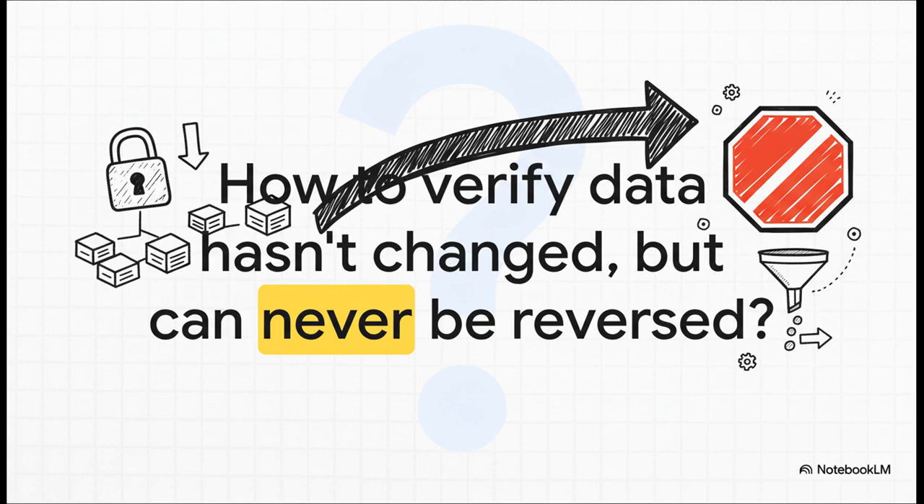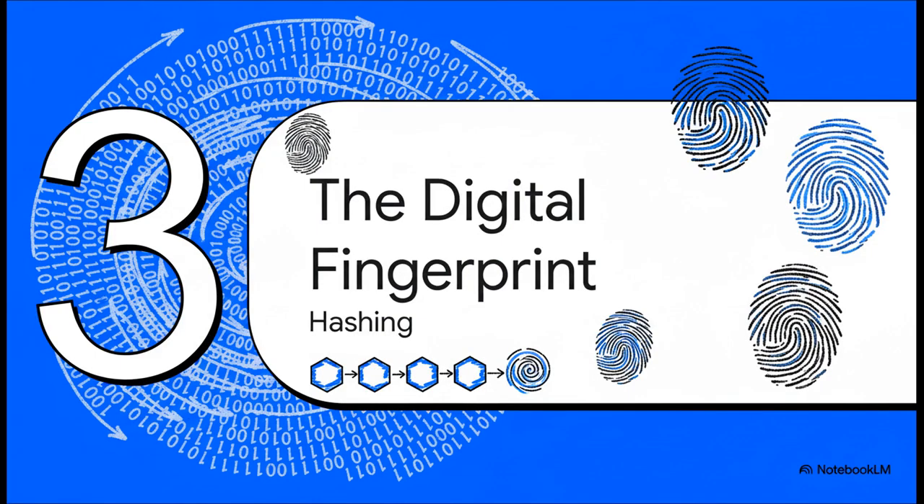What if we need to prove that a file or maybe a password is authentic, that it hasn't been messed with, but we need to do it without ever storing the original? We need something that's a one-way street. This is where our third and final guardian comes in: hashing.